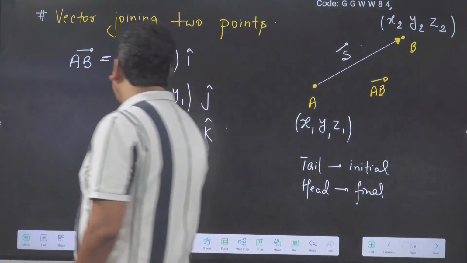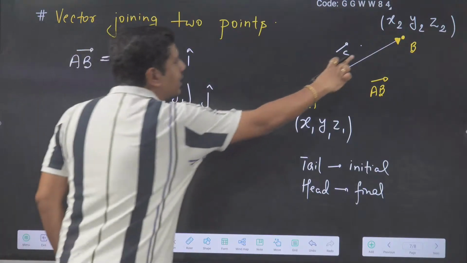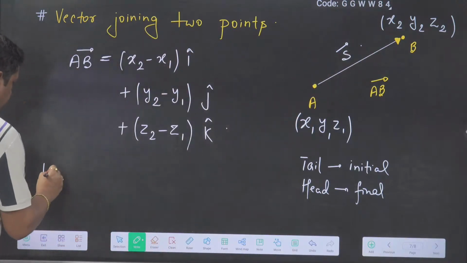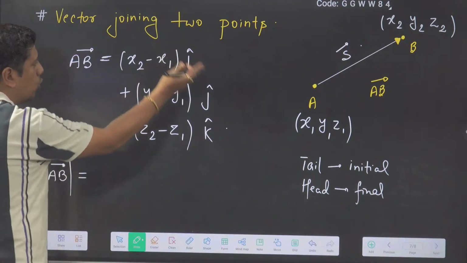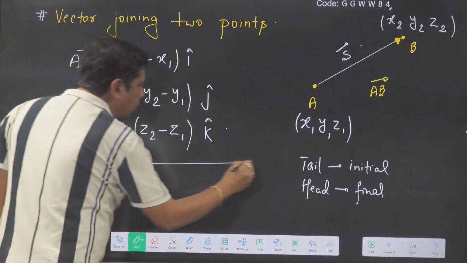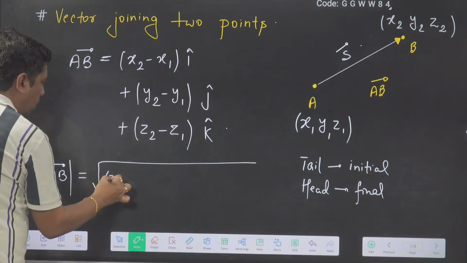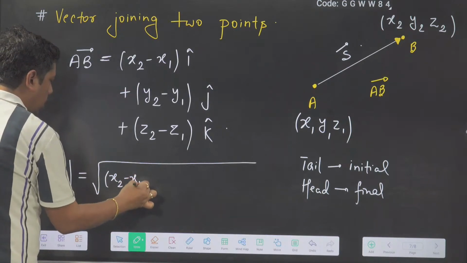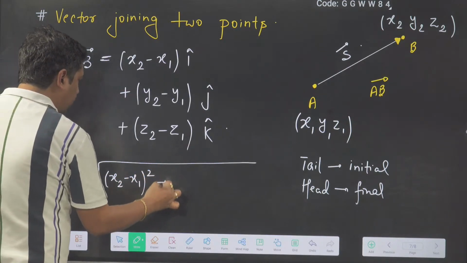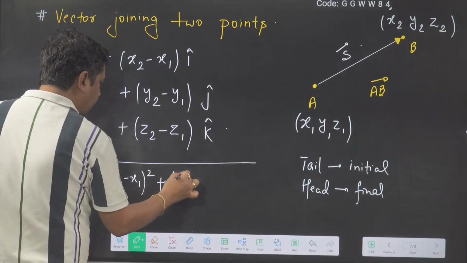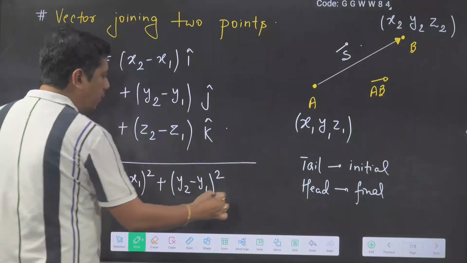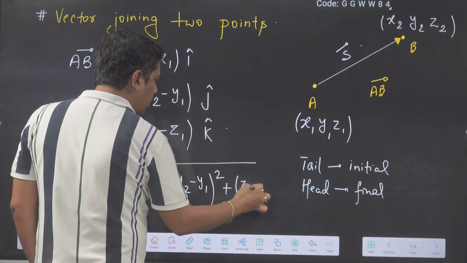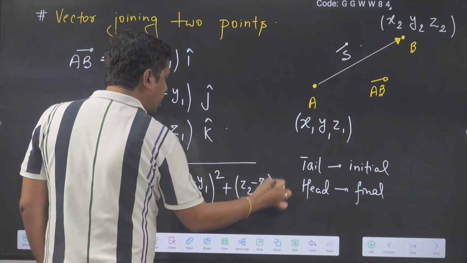And if you are interested in the magnitude, what is the distance between 2 points? You know i, j and k, so what you have to do is take the under root of x2 minus x1 whole square, plus y2 minus y1 whole square, plus z2 minus z1 whole square.